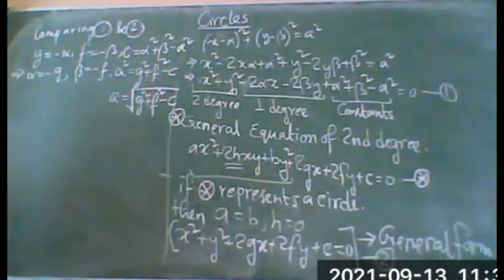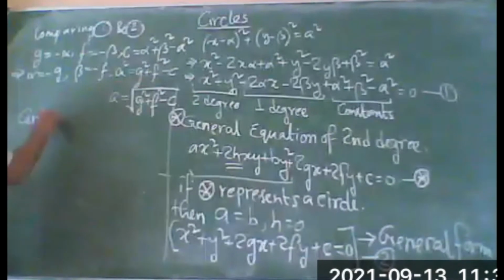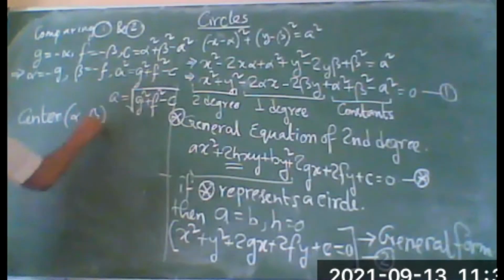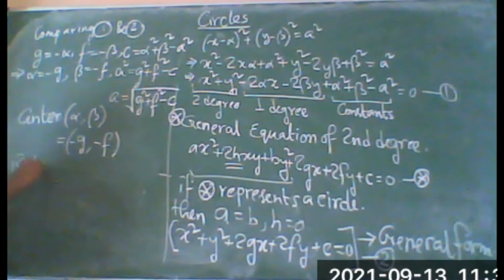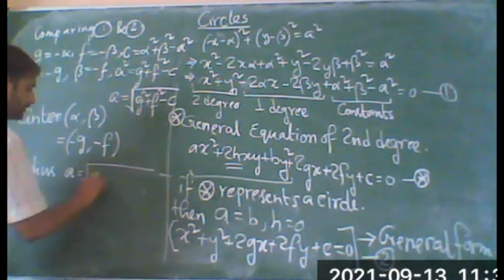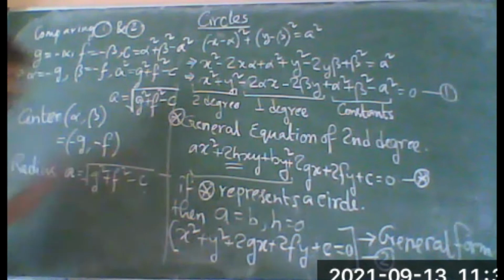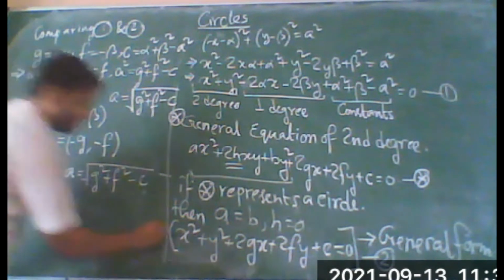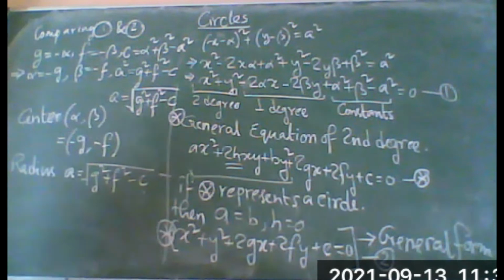So what was the advantage from here? Previously we have seen that the center of the circle was alpha beta. What we are writing here as minus g minus f. And previously the radius was a. Now what we are writing as root over of g square plus f square minus c. So if we are having the equation of the circle in the general form, we don't need to convert it into the central form to calculate the center and radius. From this form itself, we can easily find the center and the radius of the circle.